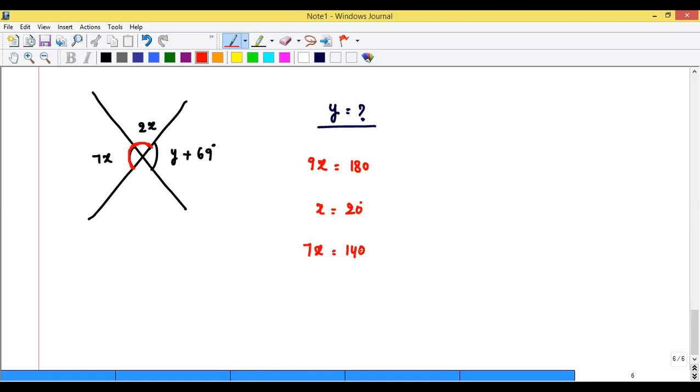140. By looking at it, you can say this is 40. This one is 140, right? 140 is y plus 69. Therefore, y plus 69 is equals to how much? 140. y is equals to how much? 71 degrees. Is that clear?